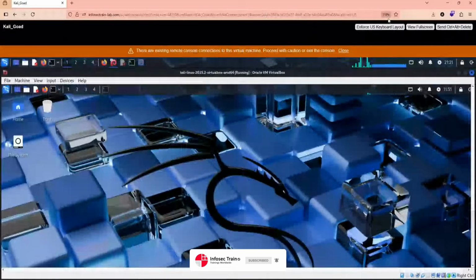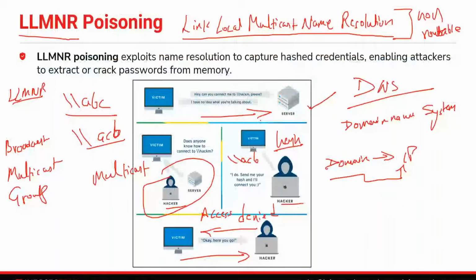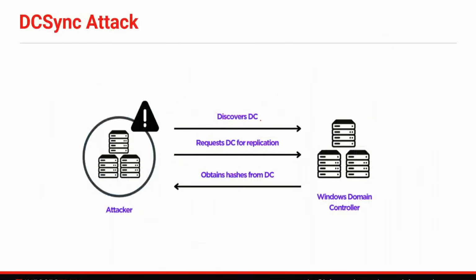Now let's go back to our presentation. As I said, we can do a DCSync attack. DCSync attack means now let's say I have a username and password. So we got the username and password for, let's say, Brandon. Once you get the username and password for Brandon, then we can take the access of Brandon's system. If Brandon is an admin of the domain, you can take the access, or if Brandon is a normal user of the domain, even then you can take the access.